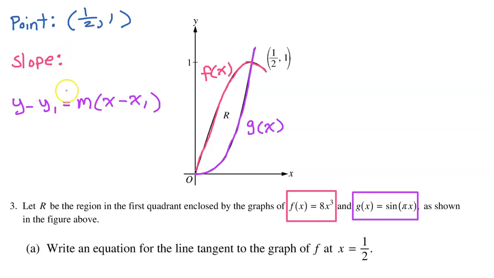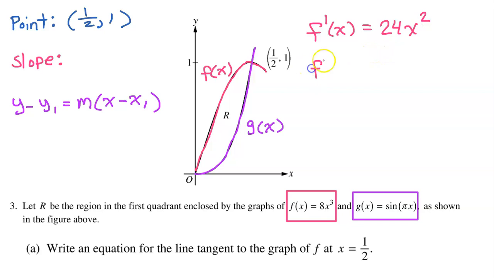But we know in a calculus class, if we want to find the slope, we will use the derivative. So let's find f prime, and then we will evaluate it at x equals 1/2. So f prime of x is going to be 24x to the second power.